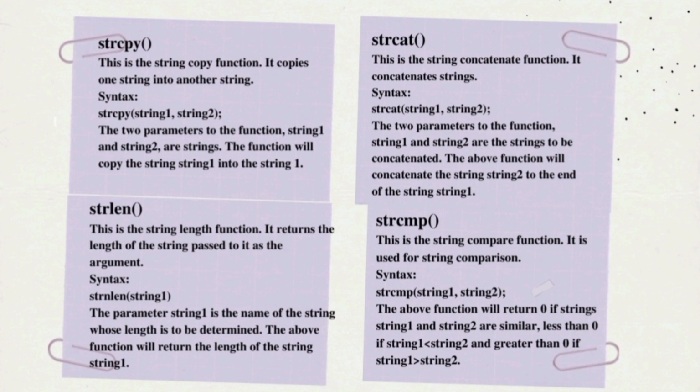strcat: this is the string concatenate function. It concatenates strings. Syntax: strcat(string1, string2). The two parameters to the function, string1 and string2, are the strings to be concatenated. The above function will concatenate the string2 to the end of the string1.